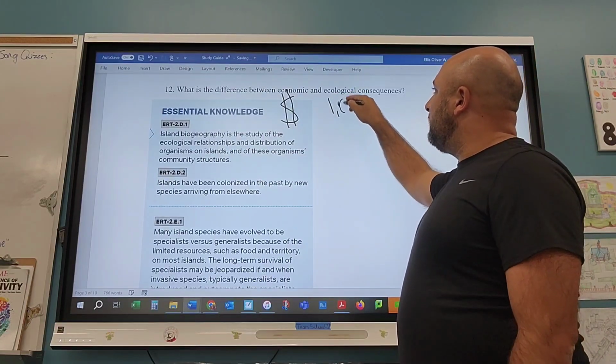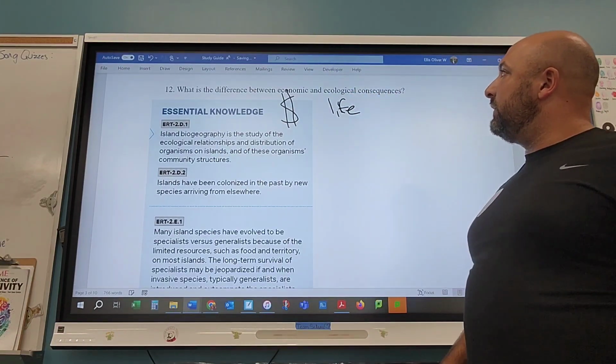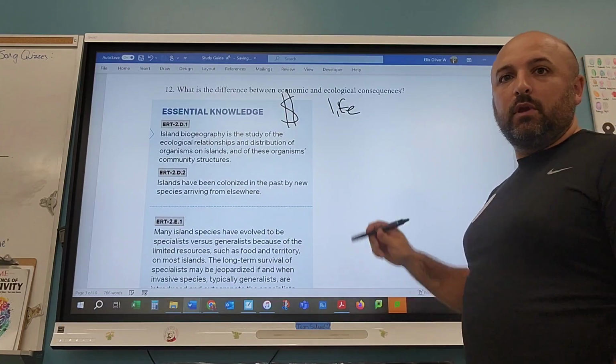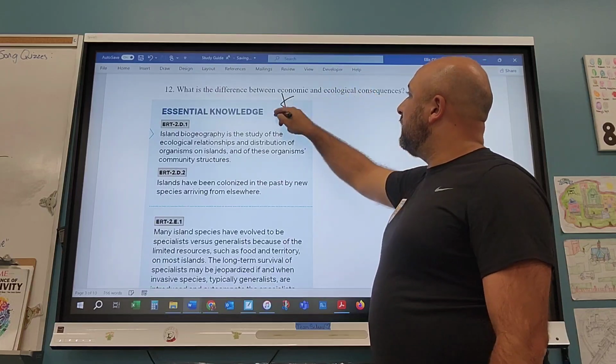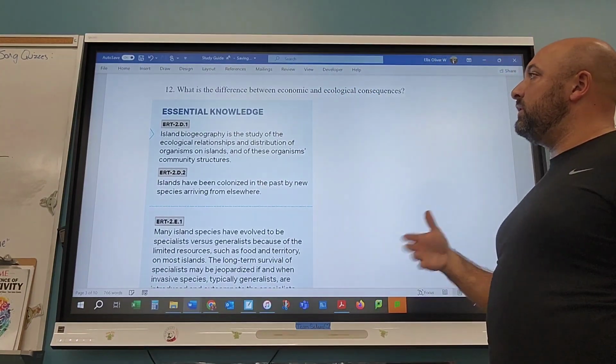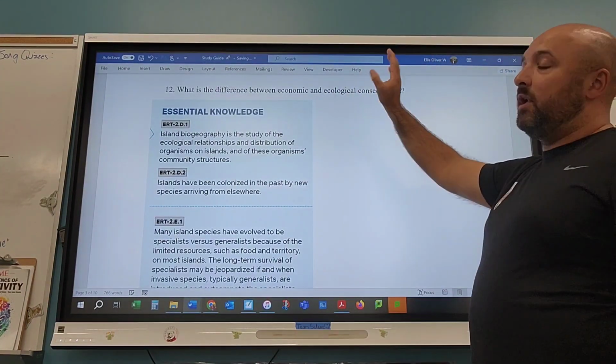Ecological is what happens to life. Okay? The ecology. What are the living consequences to living creatures? All right, versus economic consequences to human beings. So those are two different things, and we need to make sure we know the difference based off of what the question is asking us.